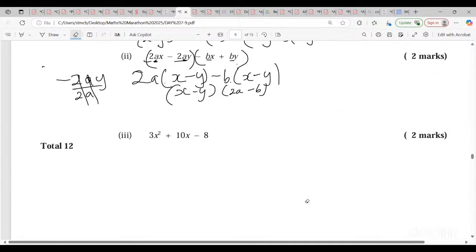Factorize this one. 3x squared plus 10x minus 8.